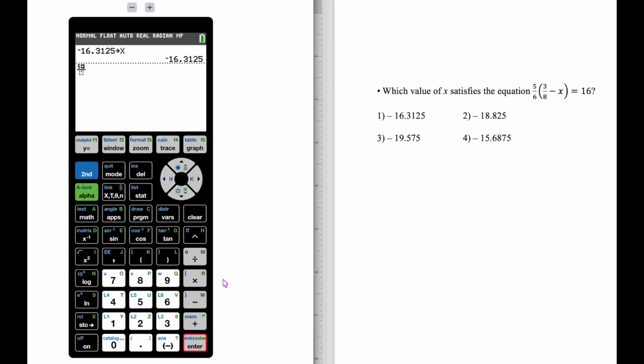We go 5, down, 6, to the right to get out of the fraction, parentheses, and we need another fraction. Alpha y equals, enter, 3/8, 3, down, 8, out to the right to exit the fraction, minus, subtraction now, not negative, x, and enter. Well, that is not 16, so now we know that's not correct.